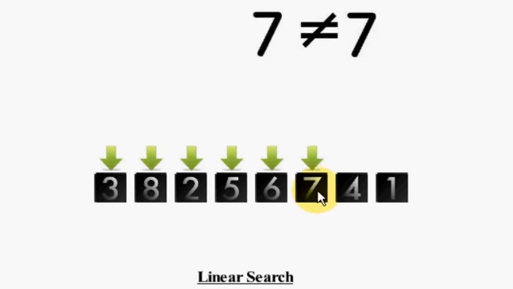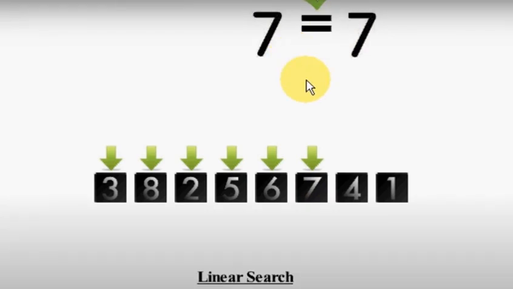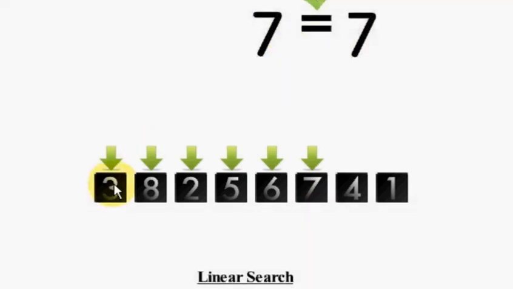And as you know, 7 is equal to 7, so we found our search element and our search stops. So in the linear search, we compare with all the elements one by one. First we compare with the first element, then the second, third, fourth. Likewise, if you have n numbers, it will search up to n times until the search element, in this case the number 7, is found. So this is how linear search works.